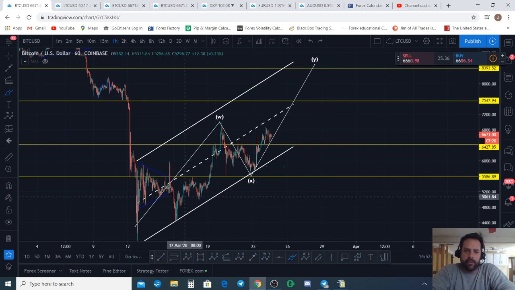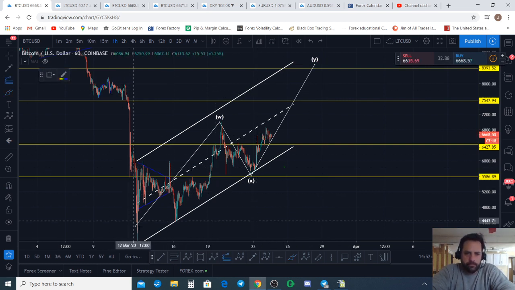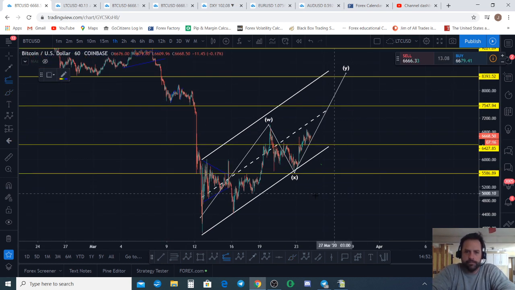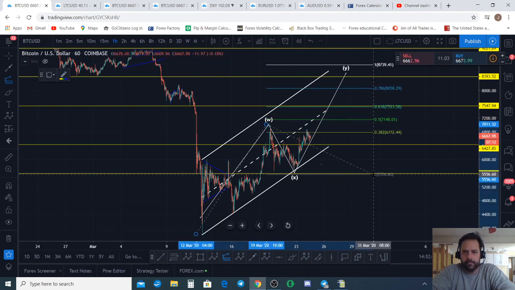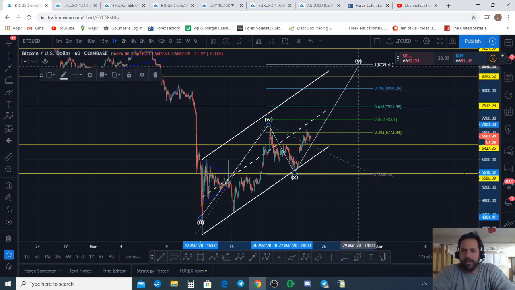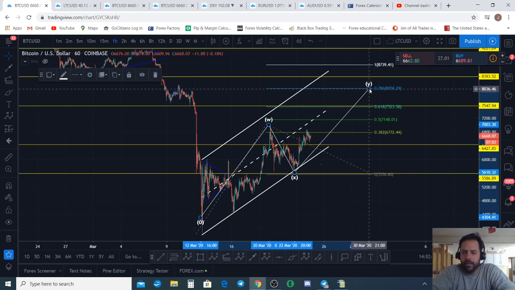If we don't break this trend line, what targets are we looking at here? 87.39, still it's kind of the same target area. 87.39 is the one-to-one extension. The 786 is 80.50.